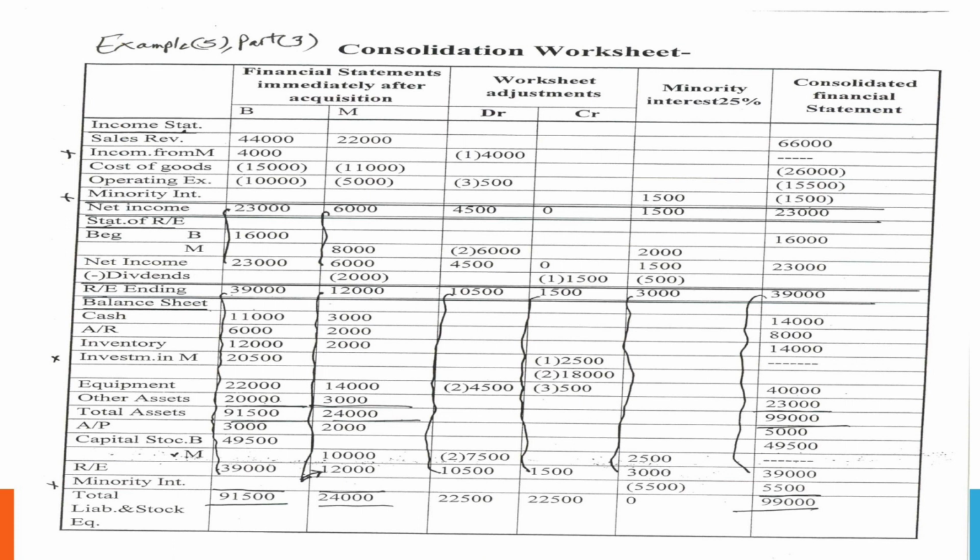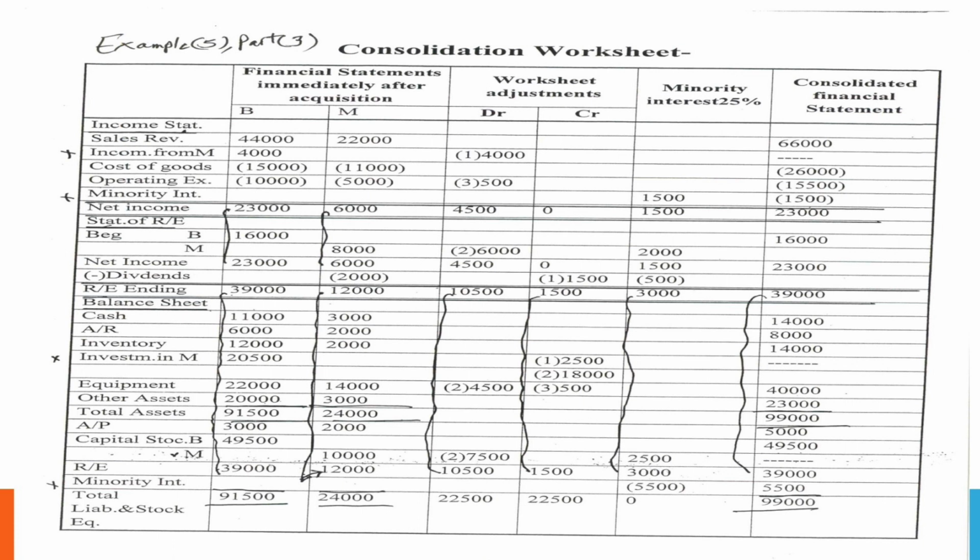Look at the number, 23,000. What do you call 23,000 in the income statement? Consolidated net income. It is equal to, look here, the parent company B's net income. If you look at these two numbers, 23 consolidated is equal to B net income. That's very important under the equity method.